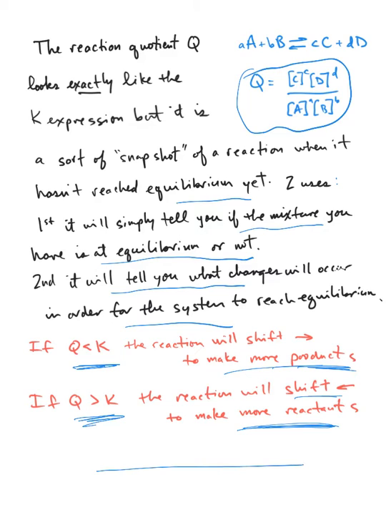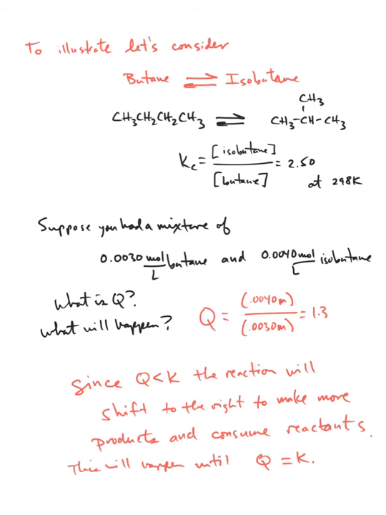I remember my high school teacher drawing this like a number line, so that if the Q value was less than K, the reaction will shift to the right. More products. If the Q value is greater than K, you will make more reactants. You'll see more examples of this as we go along, but let's do something with some numbers.